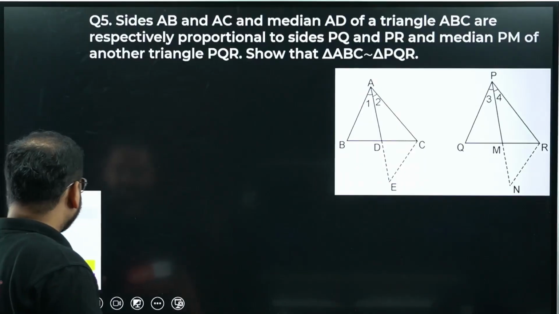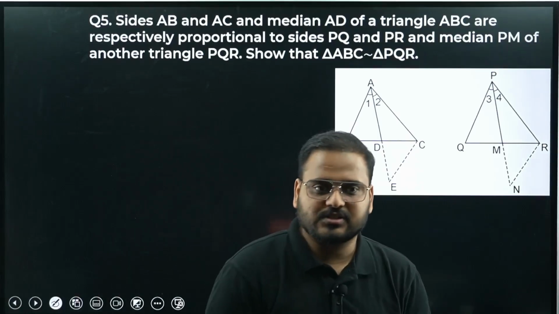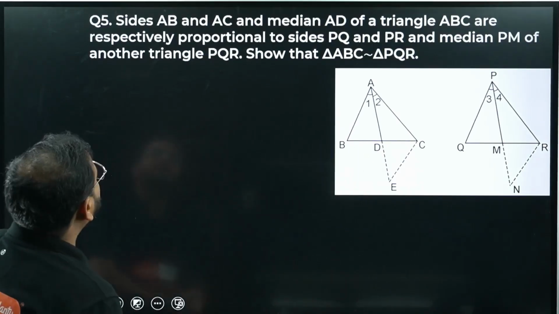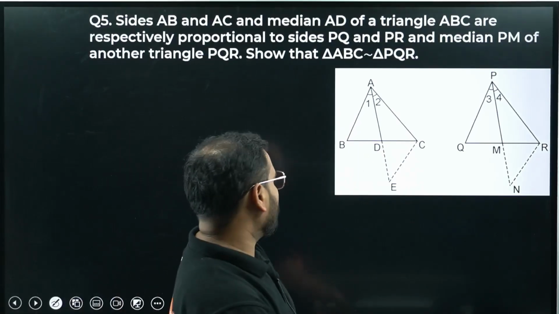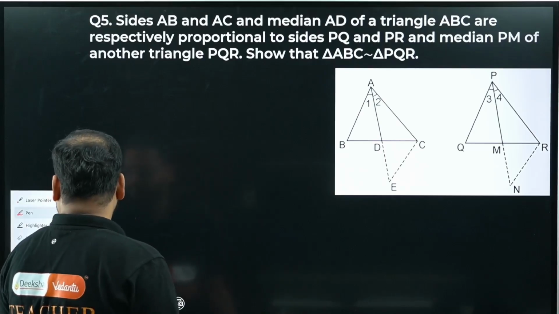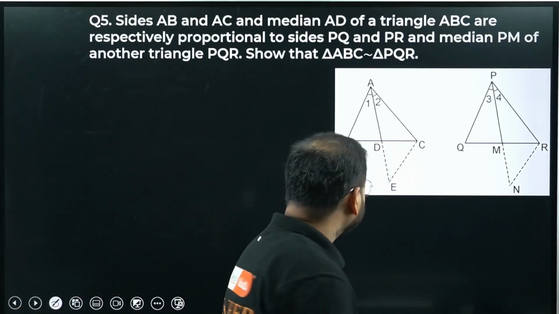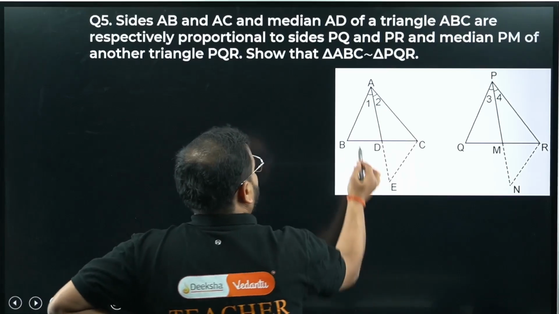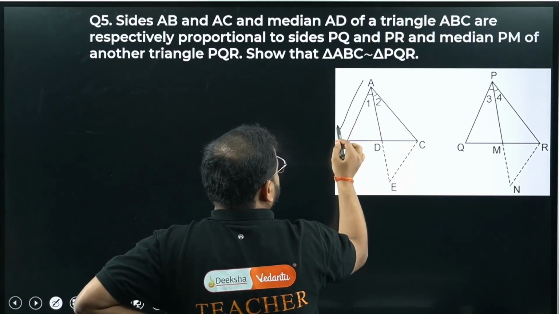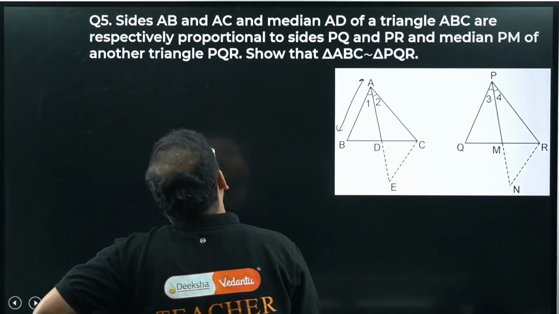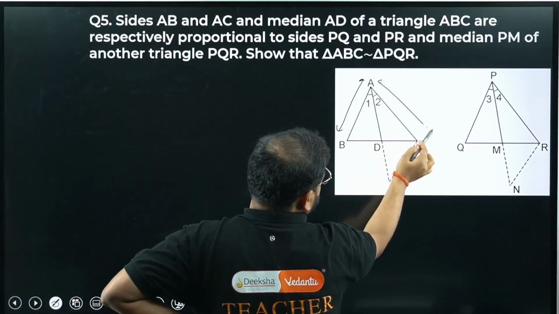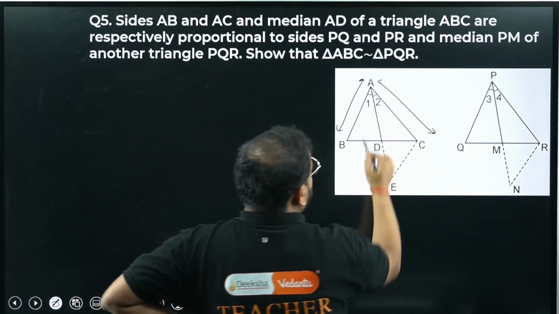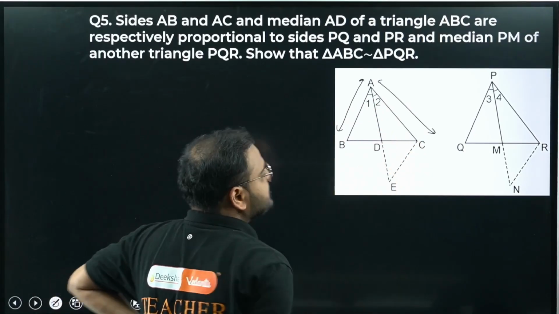Moving on to the last question of the day. Okay, let's solve this also. A very good question. How can you solve this? Sides AB and AC and median AD. AB side is here. AC is here. And the median is here. AD median is given like this.